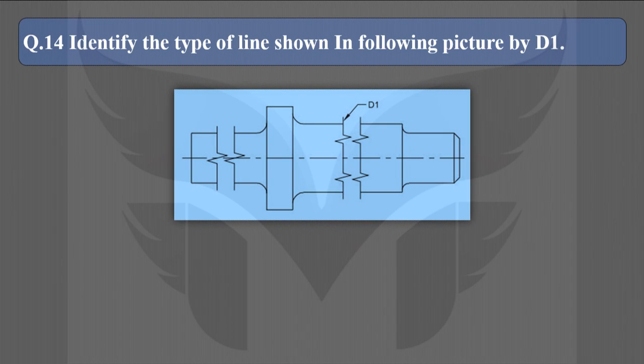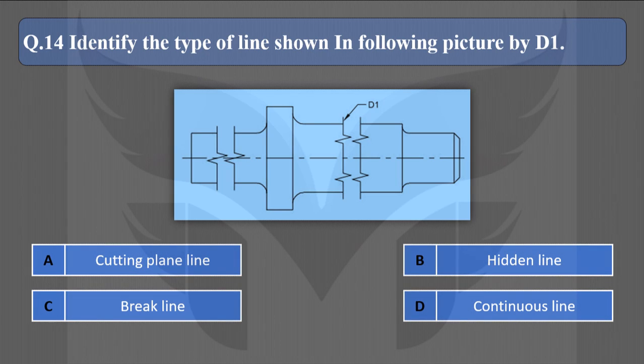Identify the type of a line shown in following picture by D1. Here are the options. This is very intuitive. We can see that the line indicated by D1 are drawn with a gap. This is a kind of a break within the view of an object. So, the correct answer is option C, that is break line. Let's see the next question.